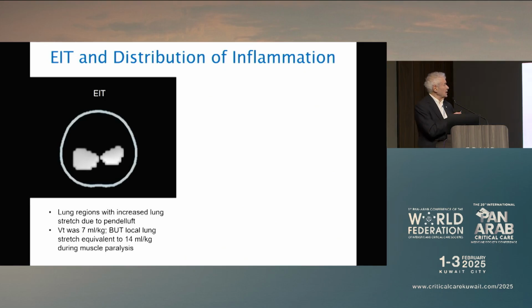So this is the EIT, looking at the dependent lung regions, and you can see that in this case, with spontaneous breathing, there's increased lung stretch due to pendelluft. That's the flow at the bottom of the lungs, you can see at the dependent regions of the lungs. Interestingly, they quantified this by saying, look, they made their measurements, and the tidal volume to the whole lung was only 7 ml per kilo, but the local lung stretch was equivalent to that as if the animal had 14 ml per kilo tidal volume.